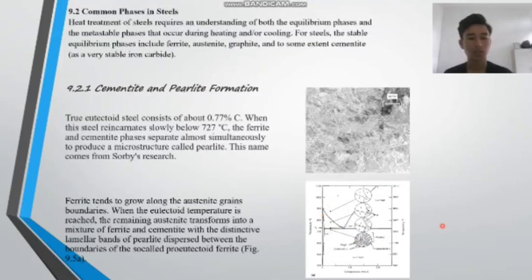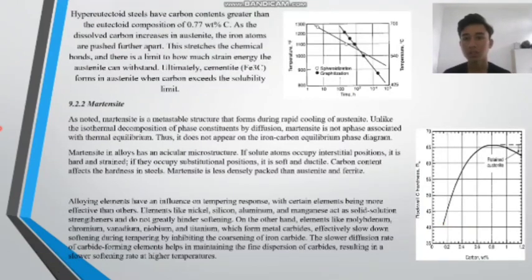Next, hypereutectoid steels have a carbon content greater than the eutectoid composition of 0.77 wt% carbon. As the dissolved carbon increases in austenite, the iron atoms are pushed further apart. This stretches the atomic bonds, and there is a limit to how much strain energy the austenite can withstand. Ultimately, cementite forms in austenite when carbon exceeds the solubility limit.